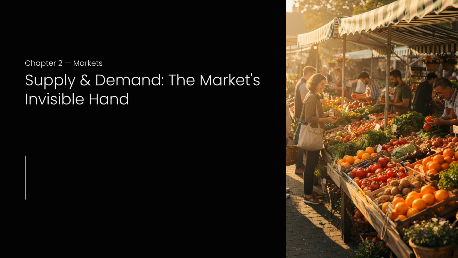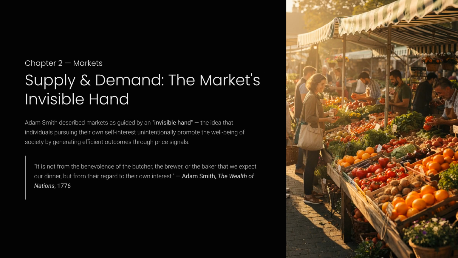Chapter 2 focuses on markets and Adam Smith's concept of the invisible hand. This describes how individuals pursuing self-interest unintentionally promote society's well-being by creating efficient outcomes through price signals.